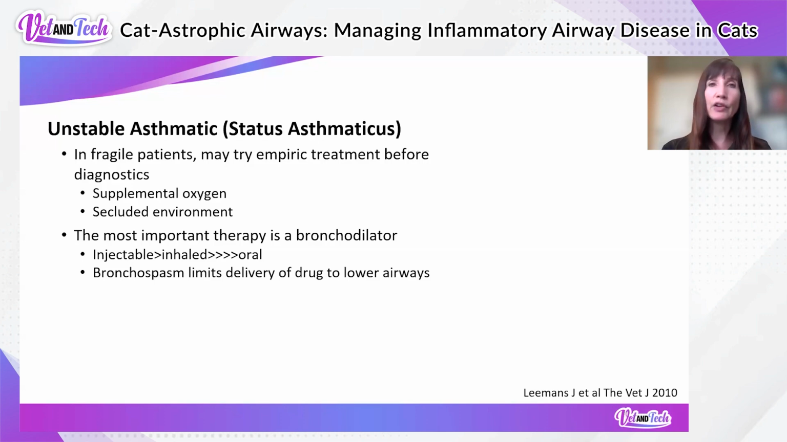Inhaled is another route. I recommend that if owners often have to give it before they can get into a veterinary clinic. The problem is cats can have such severe bronchospasm that when they're breathing in, they may not deliver it to their lower airways. So typically, if I'm going to do inhaled, I'll give them a couple of puffs of albuterol, let them breathe it in, give them another 10 or 15 minutes, go ahead and repeat that. And by that time, hopefully you've had a little bit of bronchodilation.